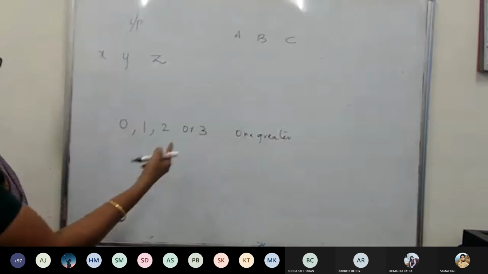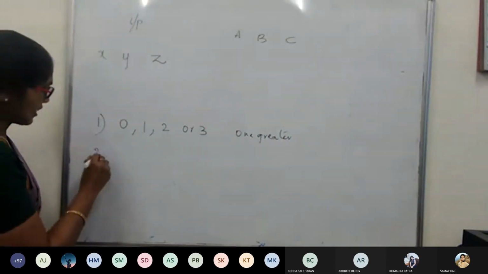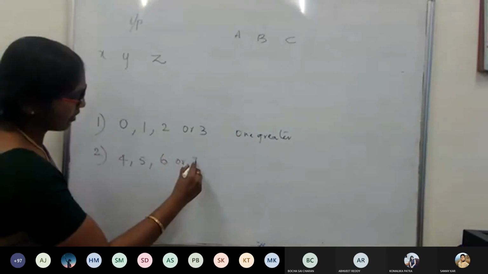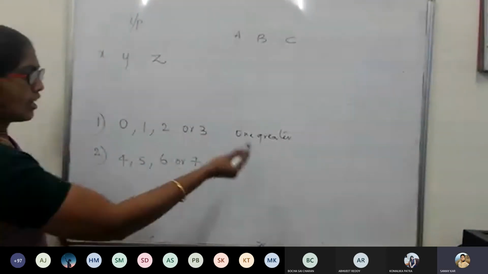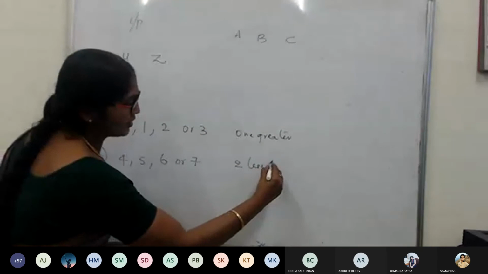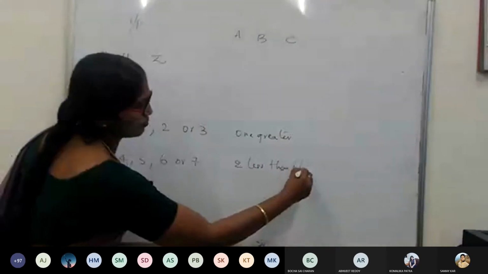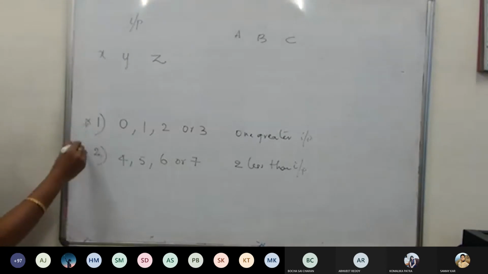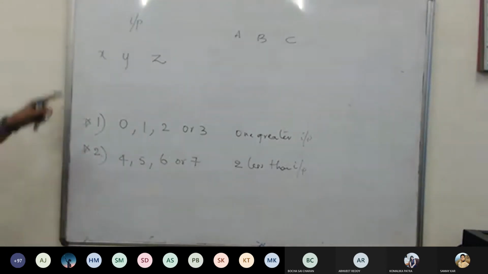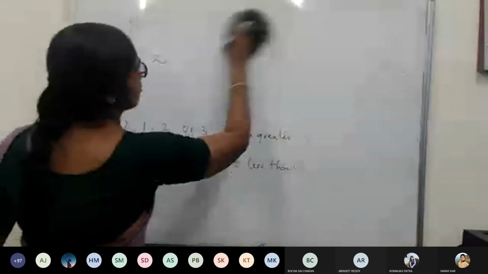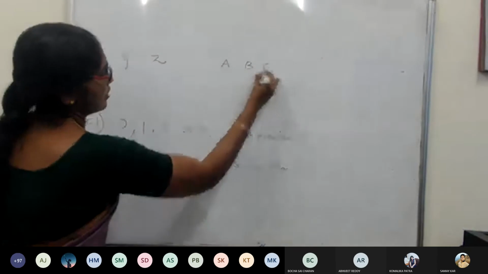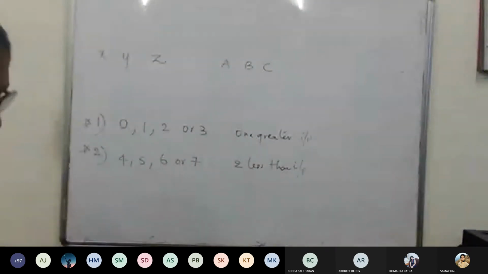Now let's decode this. This is the first statement. The second statement is: if inputs are 4, 5, 6, or 7, the output will be 2 less than the input. These two we have to follow. This is step 1 and this is step 2. We have to follow these two and frame the combinational circuit. The input and output numbers and variables are all ready with us, because they have mentioned them. So how are we going to do this?